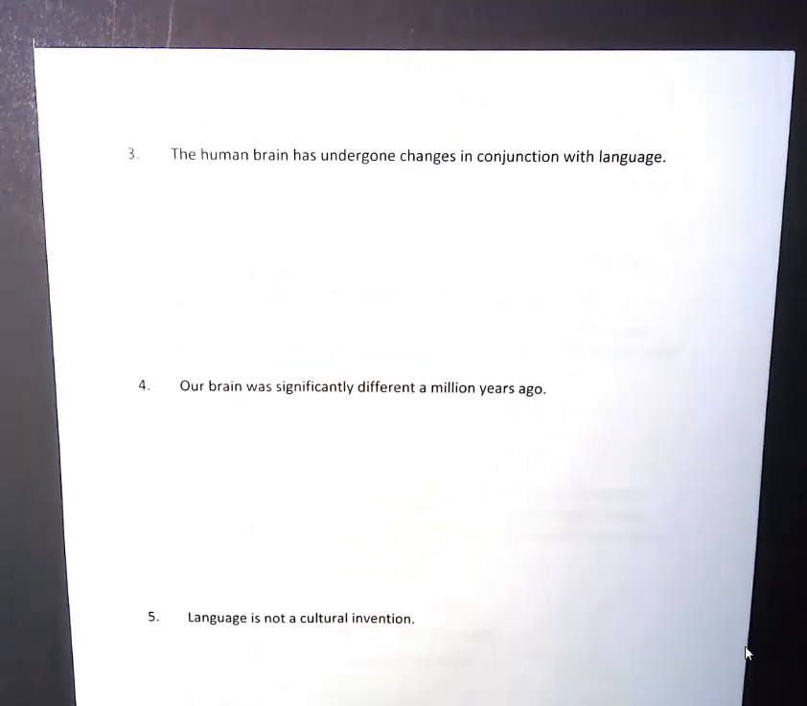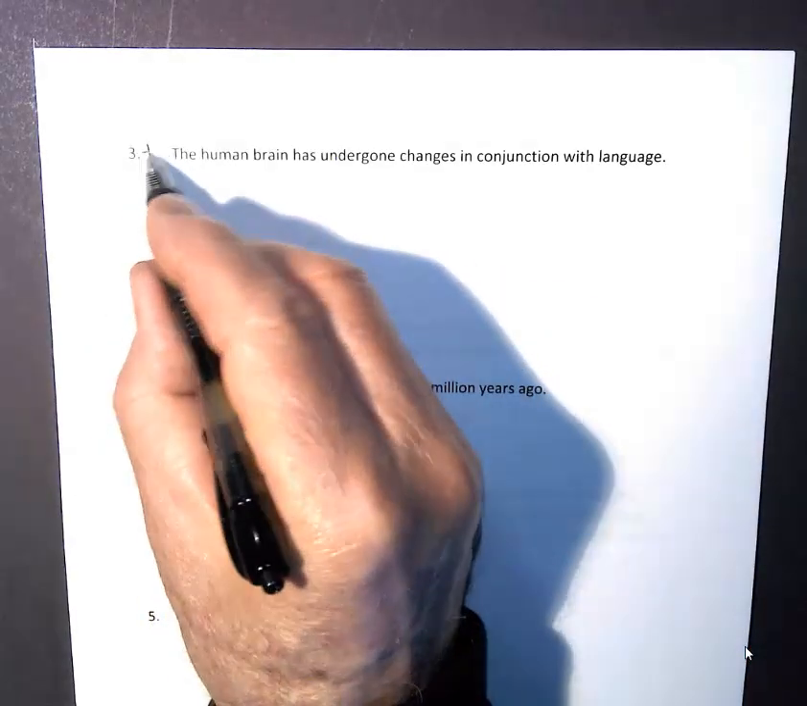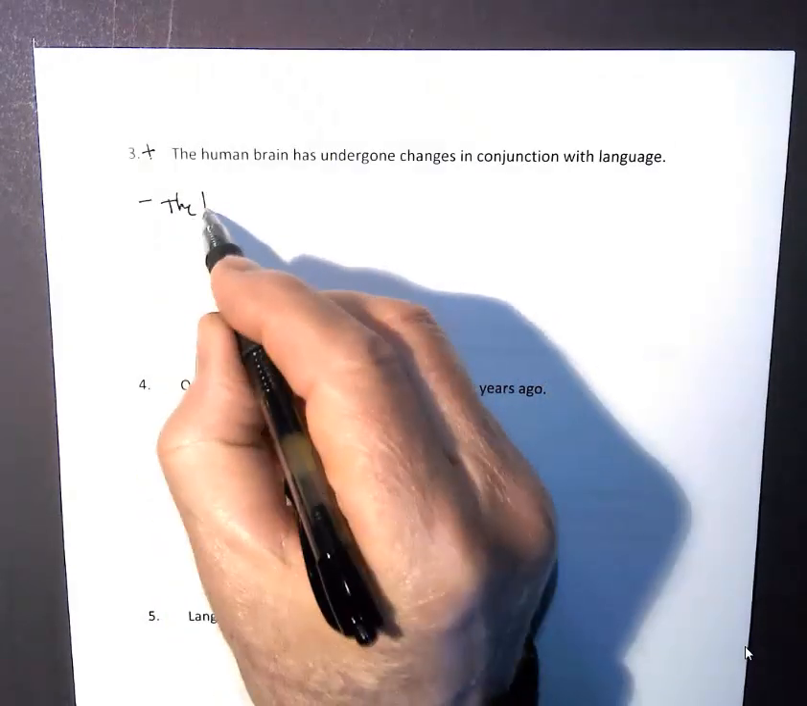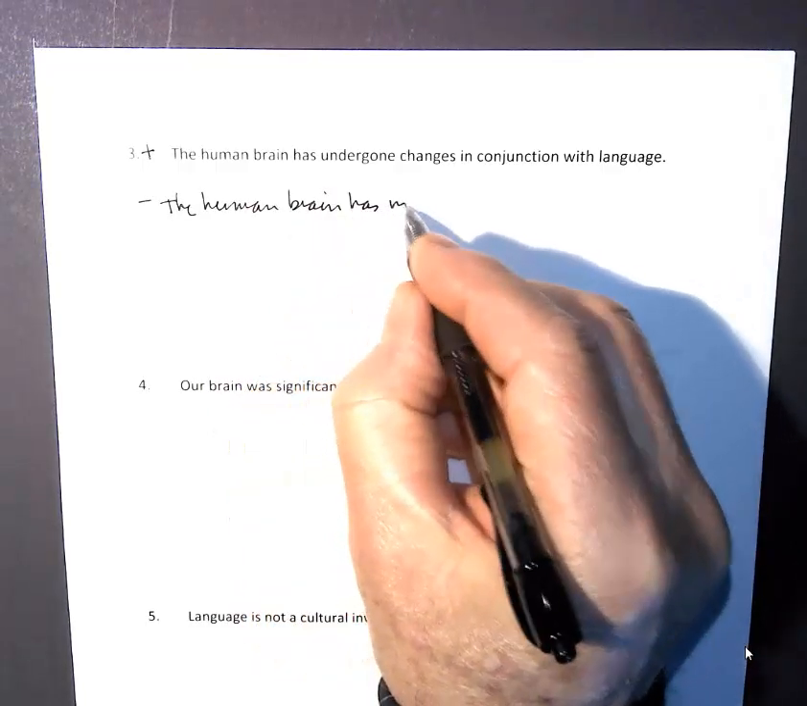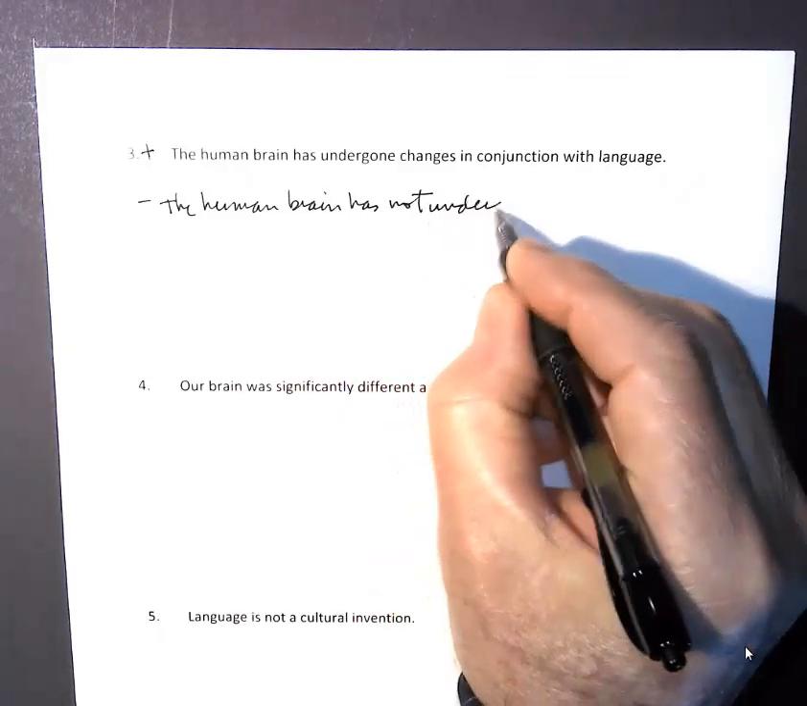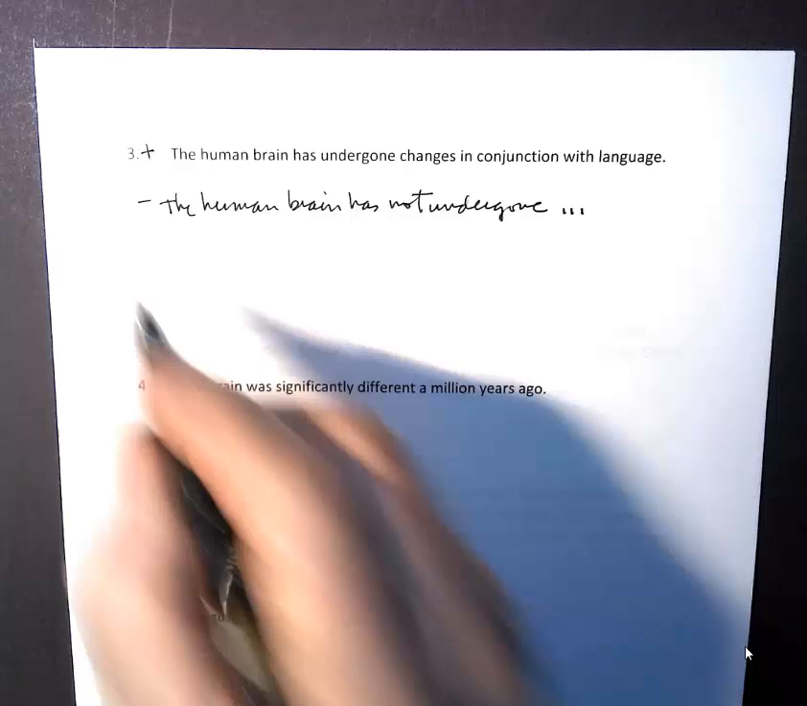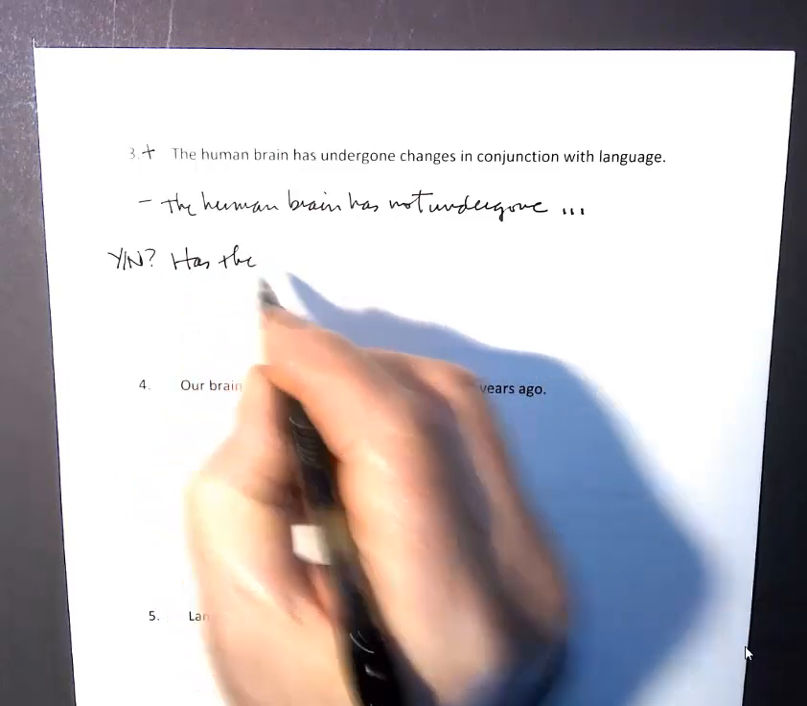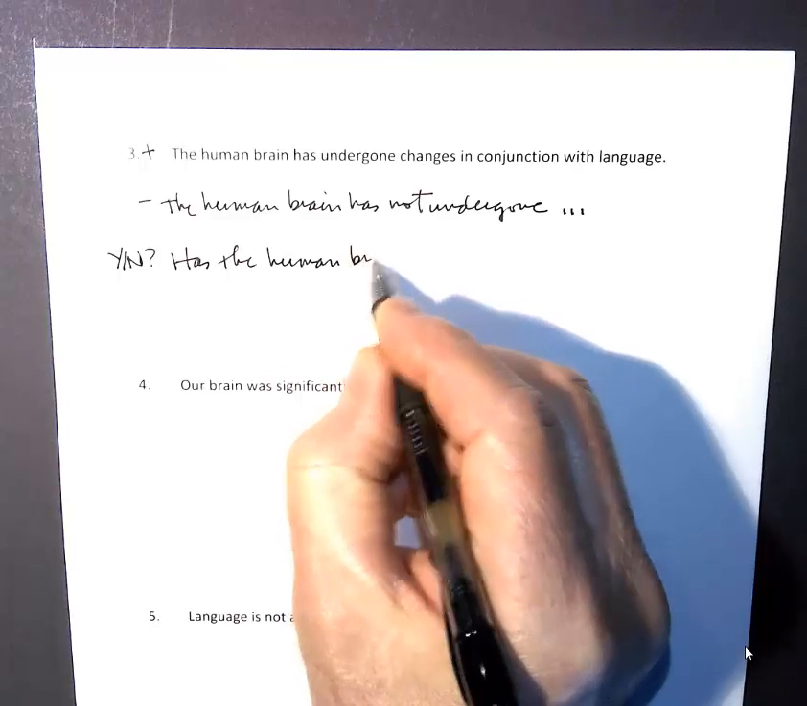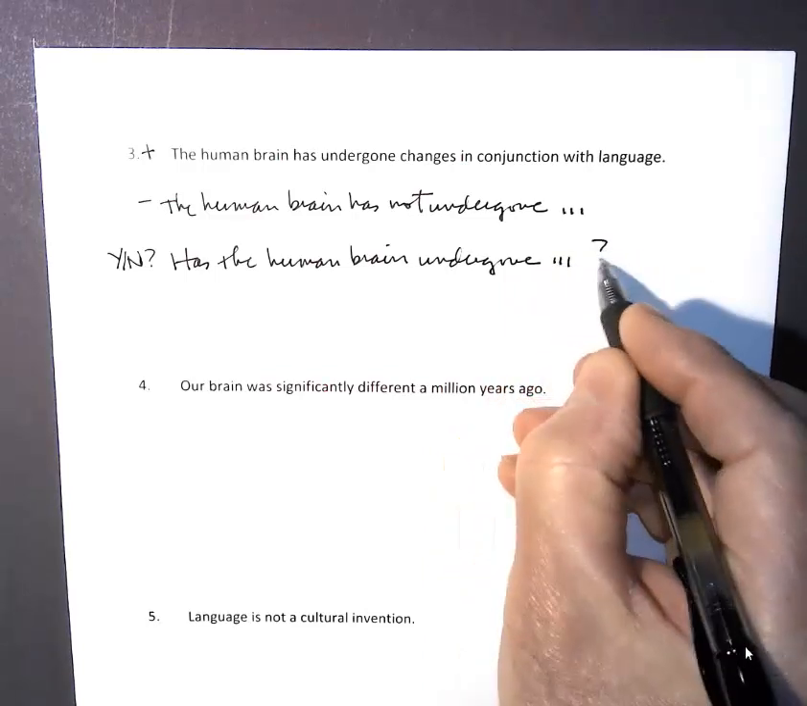Okay, let's go on. Number 3. The human brain has undergone changes in conjunction with language. Okay, that's affirmative. Let's make it negative. The human brain has not undergone changes in conjunction with language. And then let's change it to a yes or no question. Has the human brain undergone changes in conjunction with language?